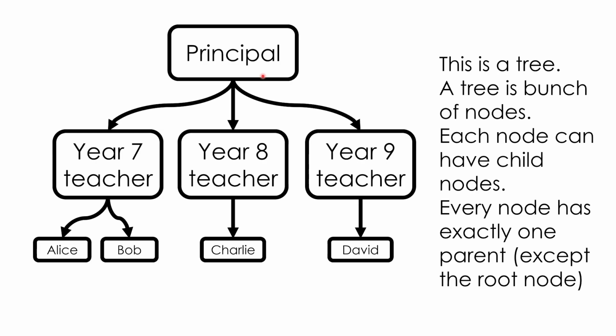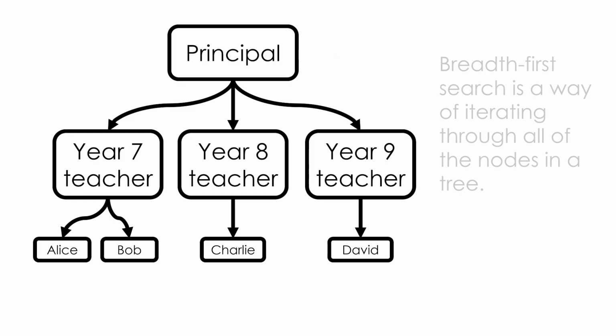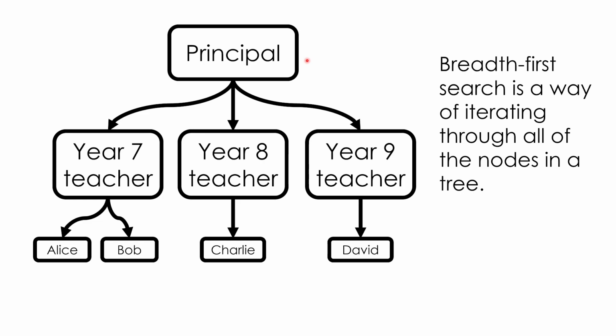This is a tree, and a tree is a special kind of graph. Graphs are a little bit looser because in a graph, which is very, very similar to a tree, you might have cycles, loops that go back and forth. A tree is a special kind of graph. Breadth-first search is a great way of iterating through all of the nodes in a tree, so going through all of the things that are in this tree.